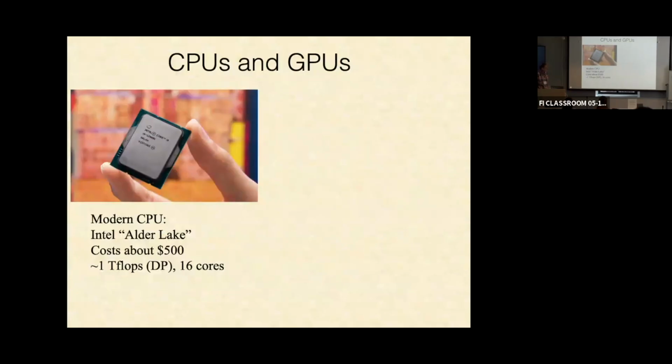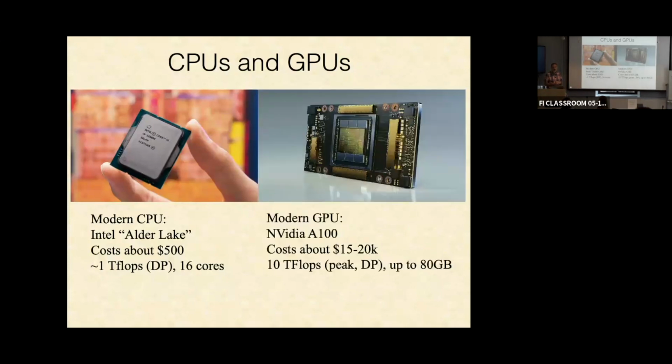CPUs and GPUs. Okay, so what are we talking about? A modern CPU, let's try to talk about doing all this now on GPUs. You probably already know about doing this on CPUs, and in that case, you're thinking about something like Intel Alder Lake. It's a current generation of Intel CPUs, costs about $500 at Best Buy, gives you about a teraflops, double precision, has 16 cores, typically. Modern GPU would be an NVIDIA A100, for example, although there's newer ones now, but A100 is sort of the workhorse. 10 teraflops, peak double precision, 80 gigabytes, cost $15,000 to $20,000.